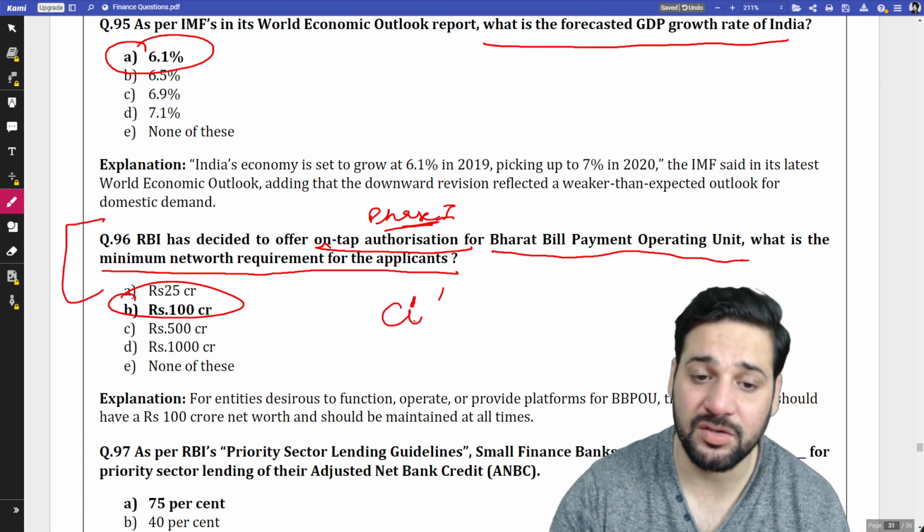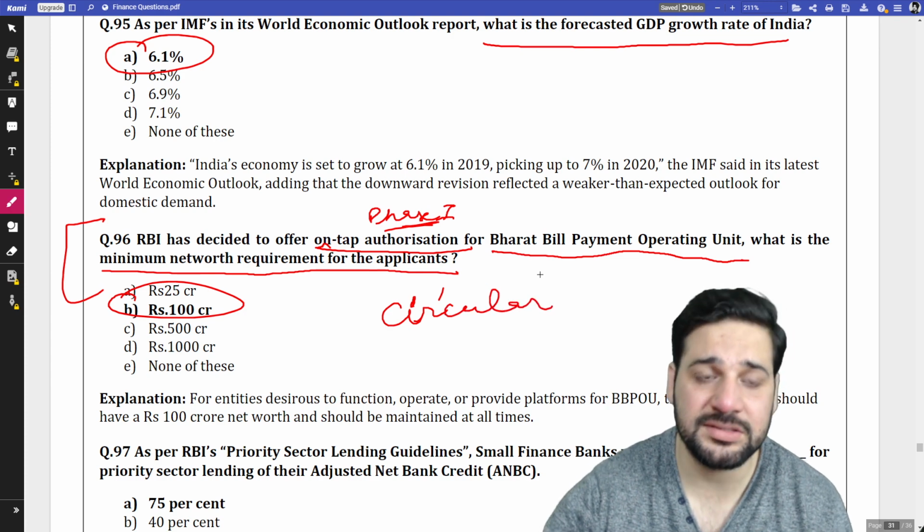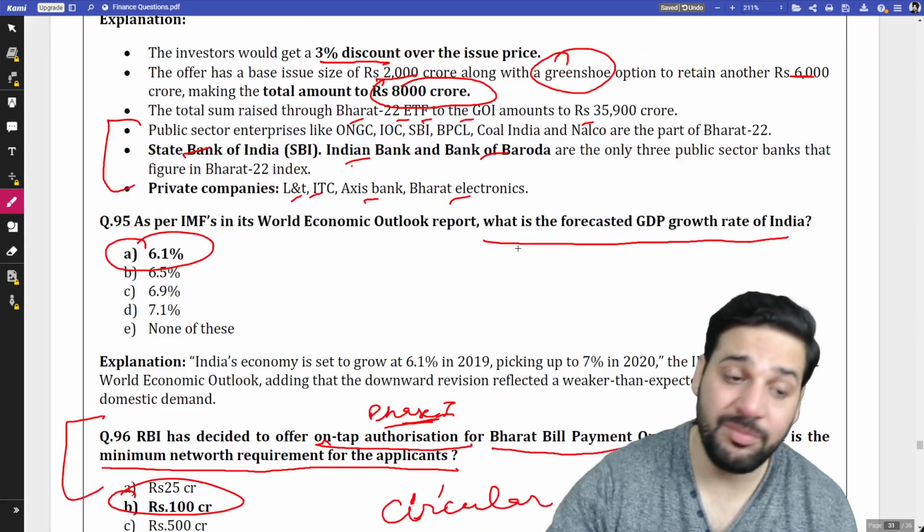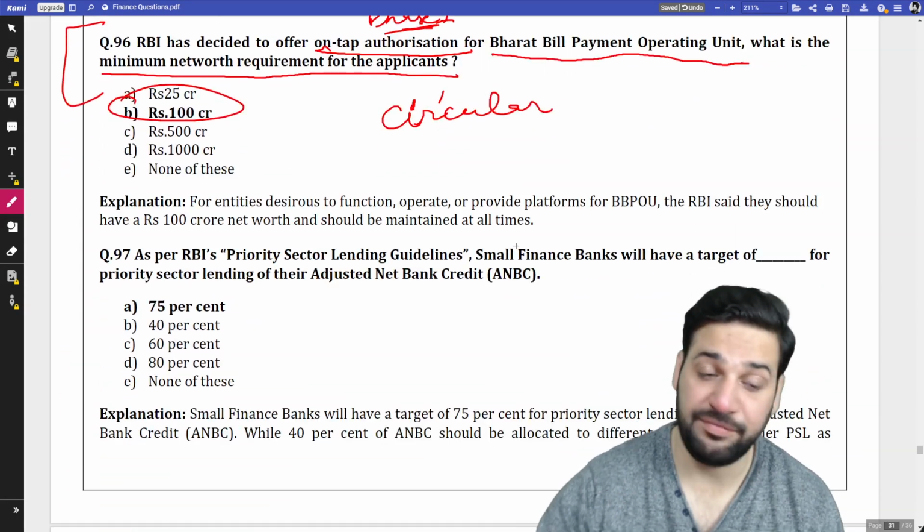This is an RBI circular, so really important. And previously, this was also an RBI circular. RBI circulars are really important for the FM paper.